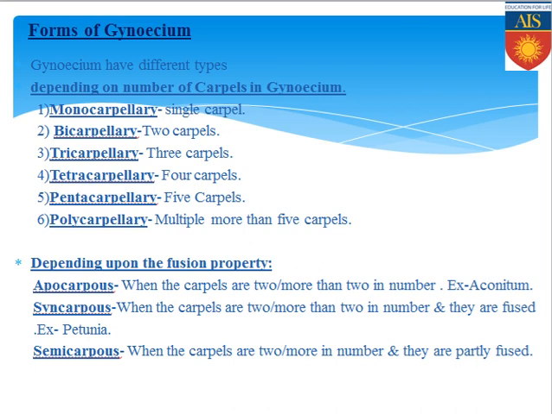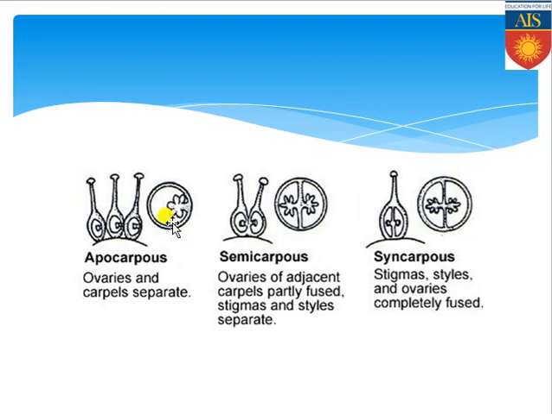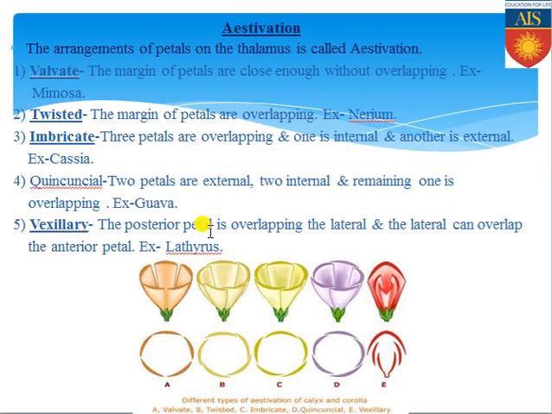So these are the classifications of the carpels based on the fusion property, and previously we classified the flower based on the number of carpels, okay. Now we are coming to the next slide. Here you can see apocarpous, where ovaries and carpels are separate. Semicarpous means half separate, half fused, and syncarpous means all are completely fused.